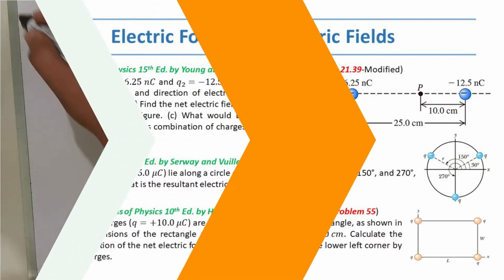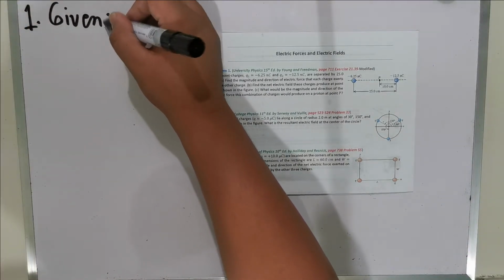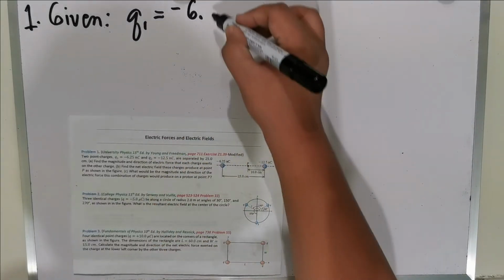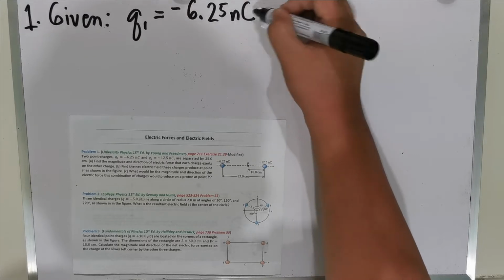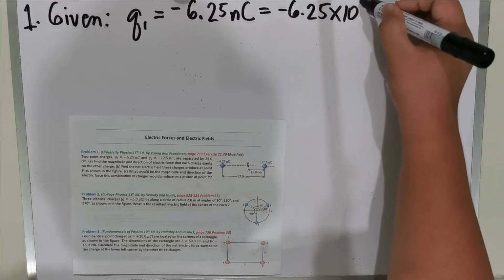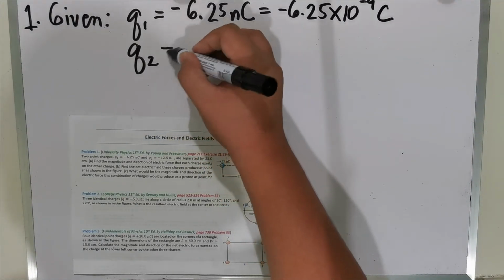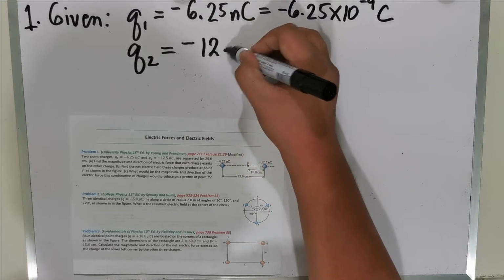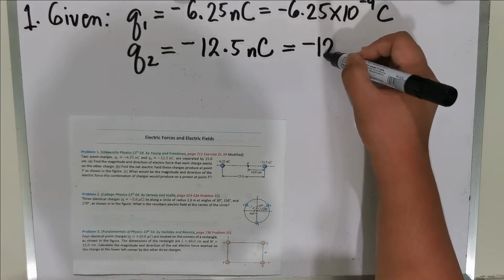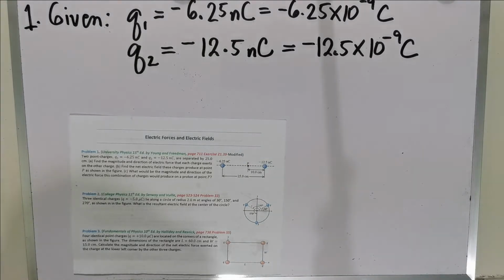So let us first answer letter A, and we have the given in this problem, which are two charges. You have Q1 which is equal to negative 6.25 nanocoulomb, and that is equal to negative 6.25 times 10 to the negative 9 coulomb. On the other hand, you have Q2 which is negative 12.5 nanocoulomb, which is also negative 12.5 times 10 to the negative 9 coulomb.